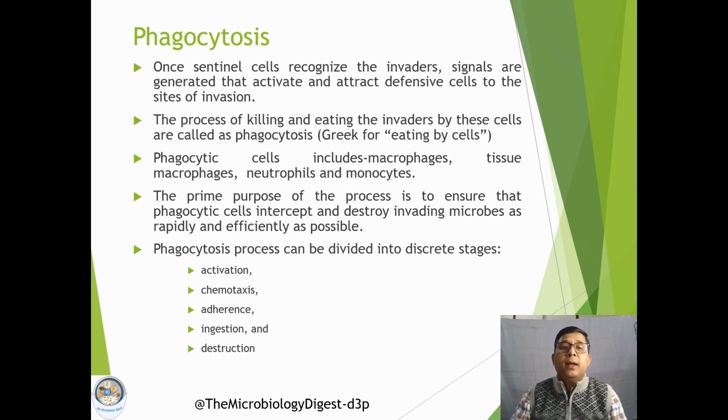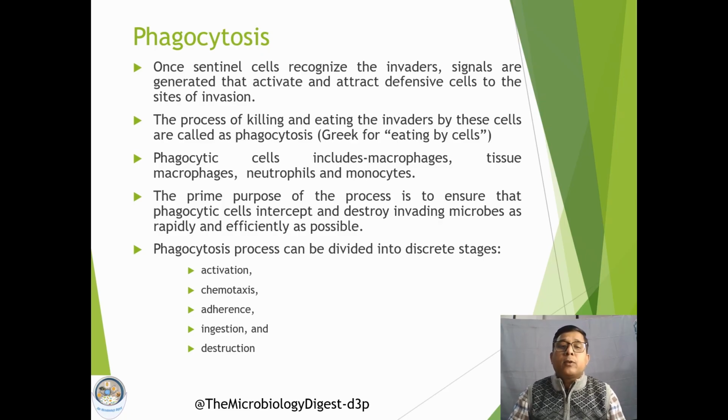So phagocytosis is the process by which cells kill the pathogen and cause destruction of the same pathogen, and in turn it will be eliminated from the body. The term phagocytosis comes from the Greek word which means eating by cells. This is entirely a cellular process where the cells initiate the killing and destruction of the pathogen.